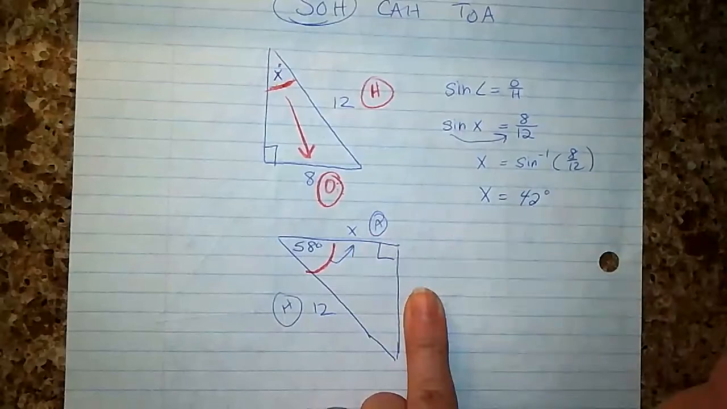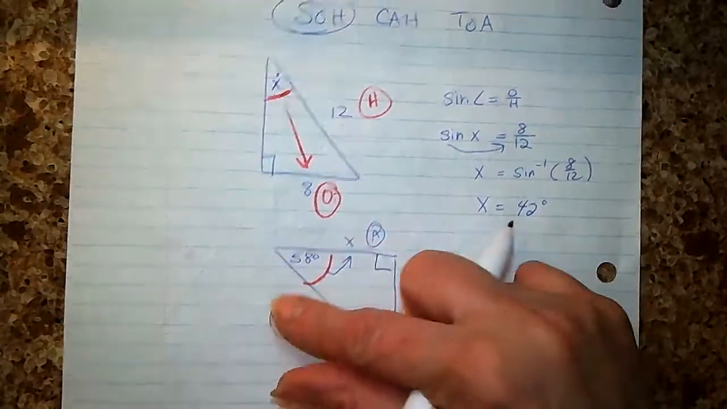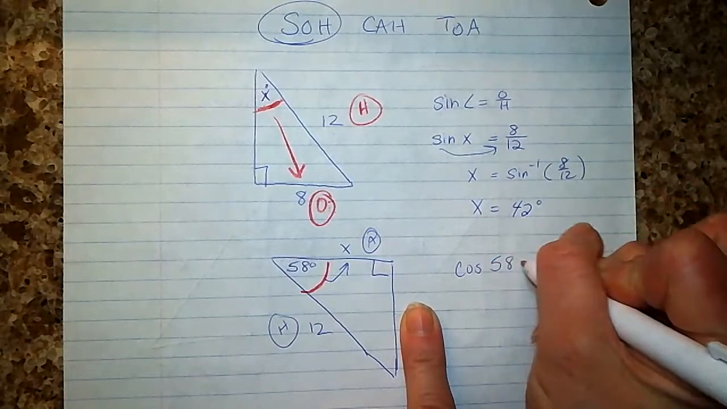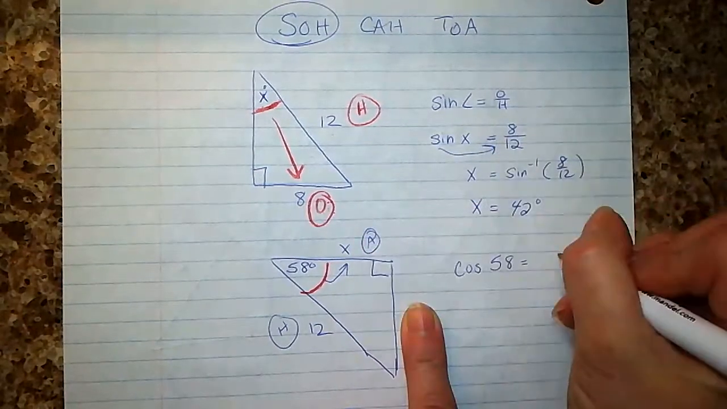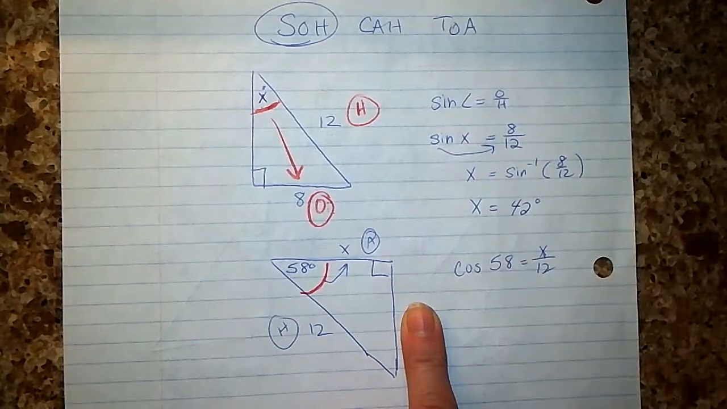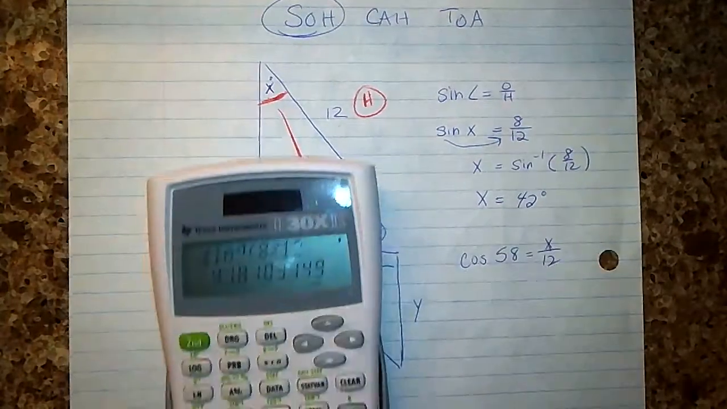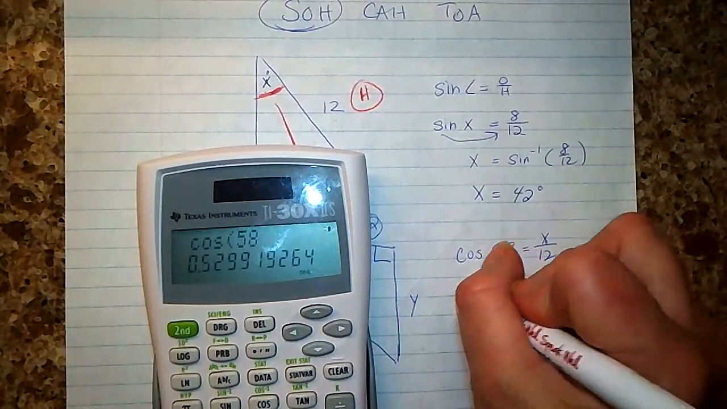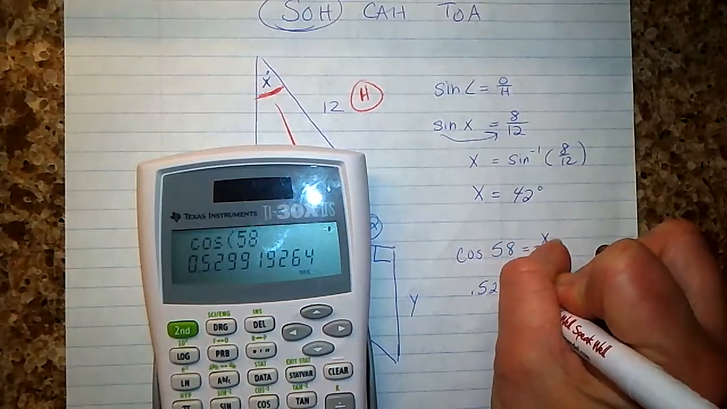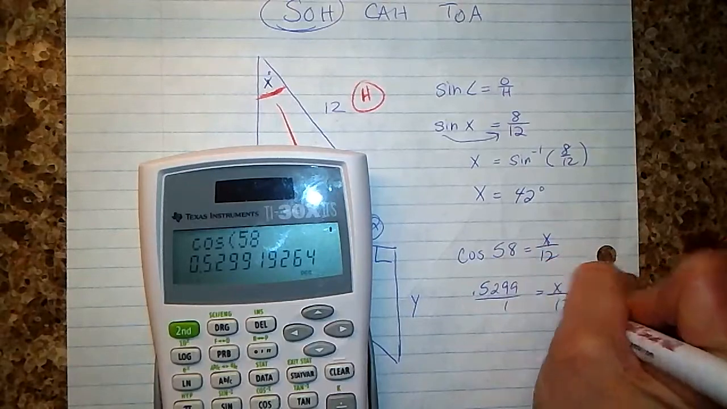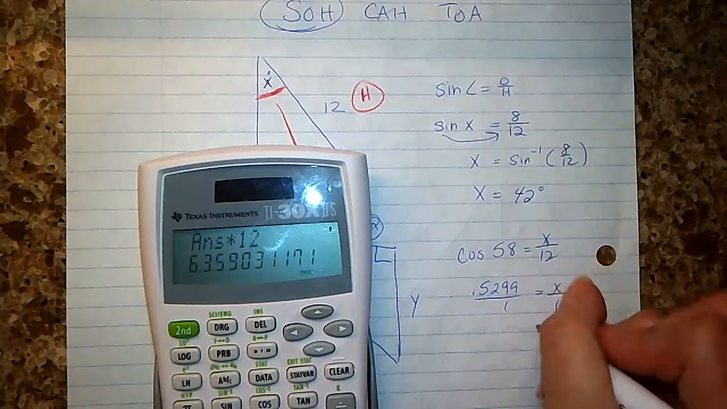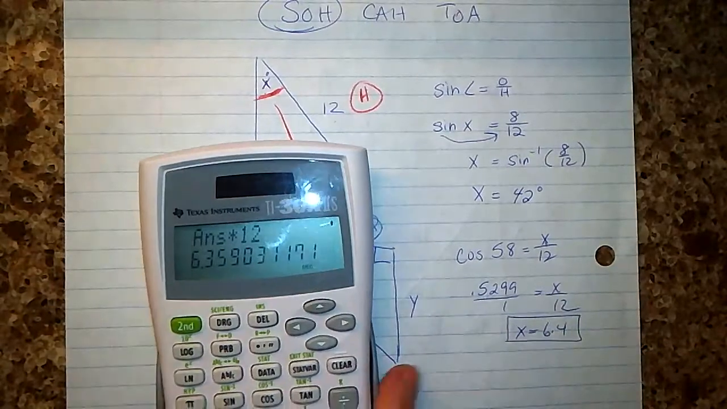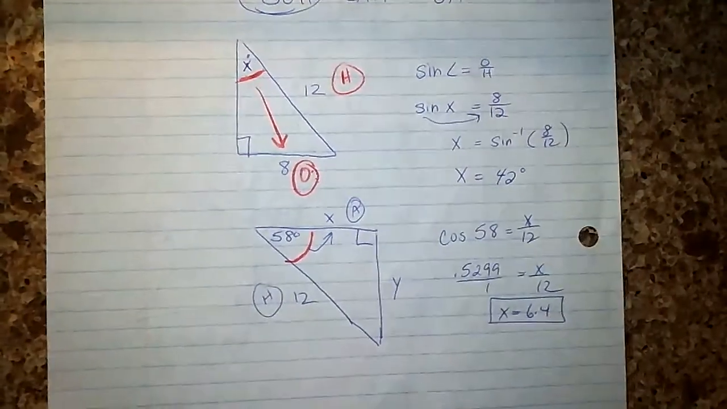I'm going to find x first. Adjacent and hypotenuse, of course, is cosine. So the cosine of 58 is equal to the adjacent x over the hypotenuse of 12. I'm going to solve that just like normal. The cosine of 58, 0.5299 over 1 equals x over 12. Multiply by that 12, and my answer works out to be 6.4, because this is a side we just found, not an angle, so we round it off to the nearest 10th.